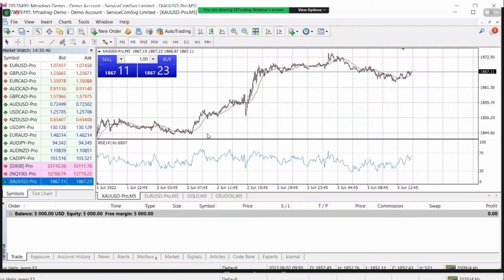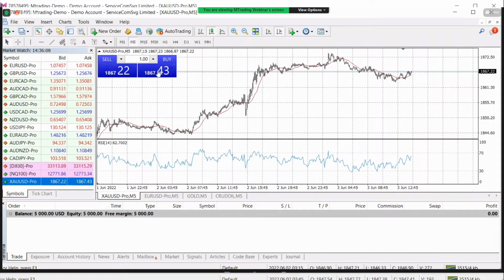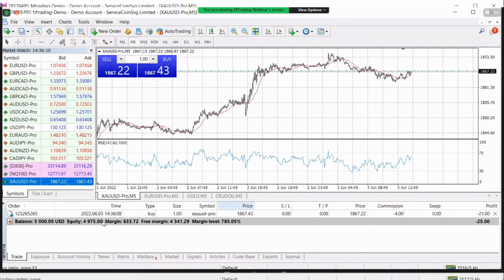So let's look at gold, for instance. If I'm buying, the price for gold right now is 1867 point something, and the quantity here is 1. Let's say I am buying one quantity on gold. As soon as I place this order, a lot of things change out here. The primary thing that I want you to look at here is the used margin, which is showing up as $633. Now this is a demo account with about $5,000, and I want my new clients to understand what is used margin.